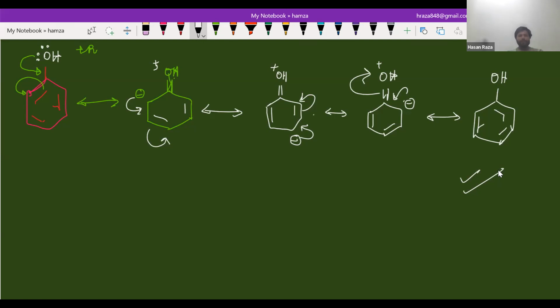Is that correct, Nafisa, Sneha, Hamza, and Alia? Yes, sir. Okay, so can you understand why OH is a plus R effect? Because it donated its electron to the benzene ring, that's why. Okay? Yes, sir.